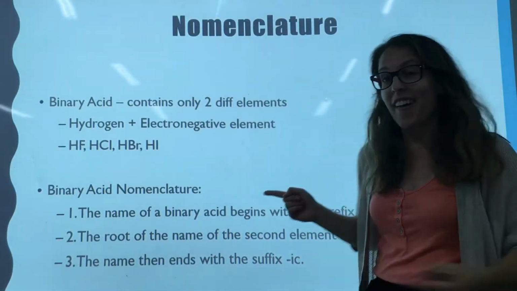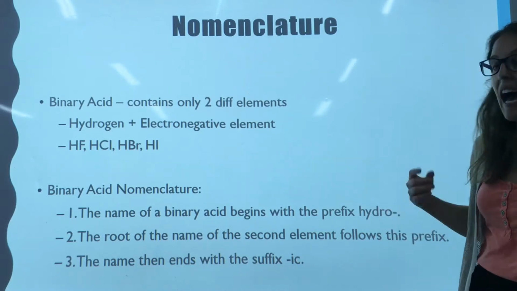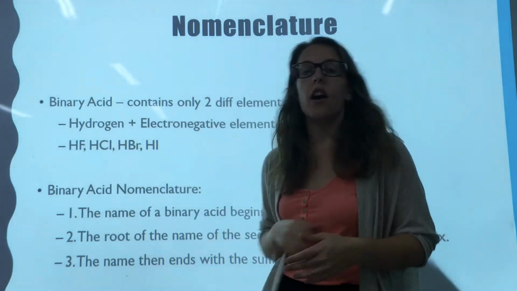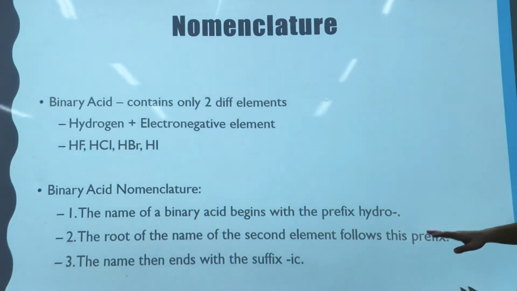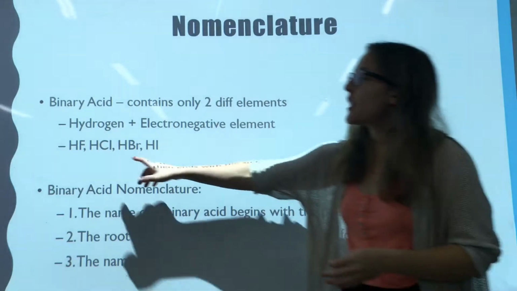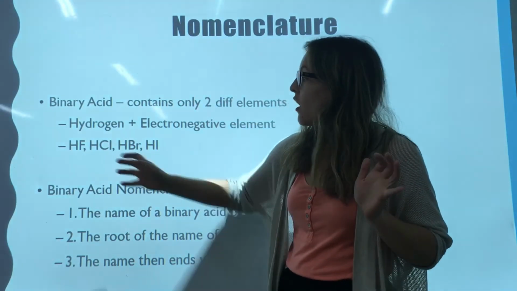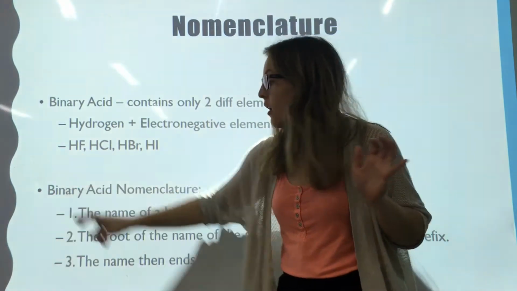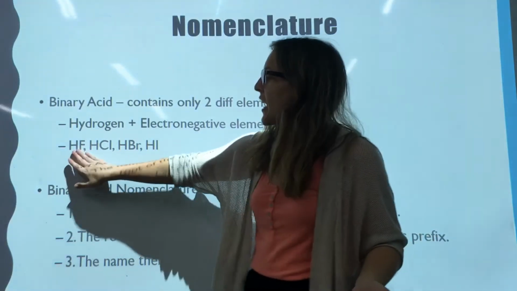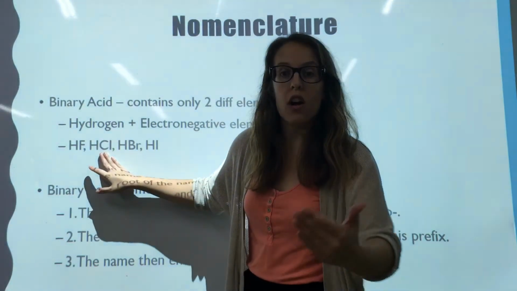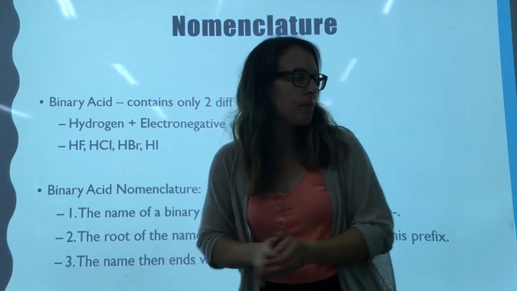Oh wait, there's more. So first, to name a binary acid, it begins with the prefix hydro. So if we look at these, each one of these are going to begin with hydro. Then the root of the name of the second element follows this prefix. So we say, oh, this is, what's F? Fluorine. So the root being fluor. So we would say hydrofluor. How do we end it? The name then ends with the suffix ic. So we would say hydrofluoric acid, hydrochloric acid, hydrobromic acid, and hydroiodic acid.